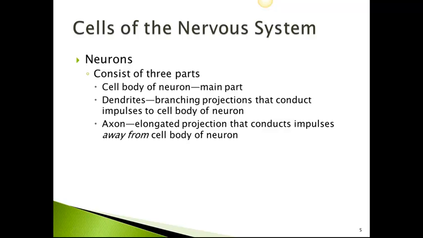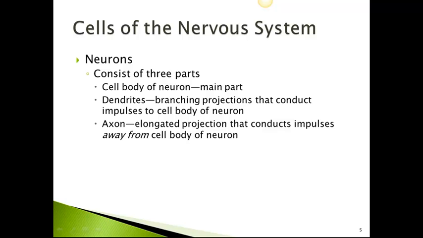Cells of the nervous system. There are two main types of cells found in the nervous system. There's the neuron or the nerve cell and the glia, which is a specialized connective tissue cell. Neurons consist of three parts. There's the cell body of the neuron, which is the main part, and then there's the dendrites, which are branching projections that conduct impulses to the cell body of a neuron. The axon is the elongated projection that conducts impulses away from the cell body of the neuron.